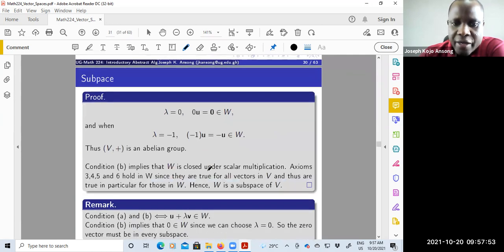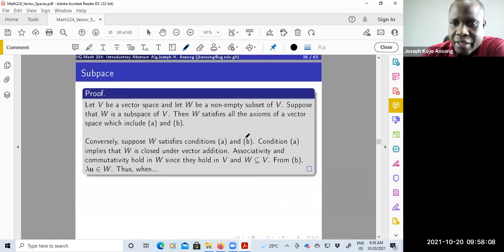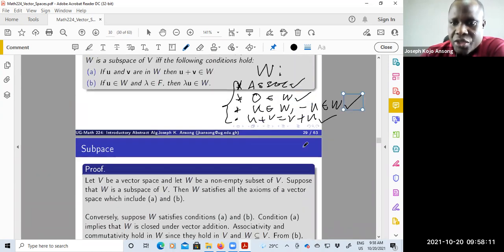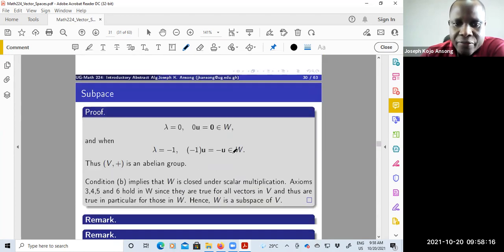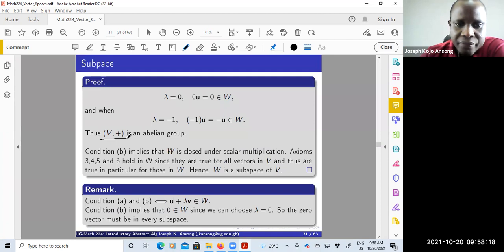So this is checked as well. Now, thirdly, we can also choose lambda to be -1. If lambda is -1, I'm going to have -1 times U, and that gives me minus U. So minus U, if U is in W, minus U is also in W. So the additive inverse is also in W. So this is also checked. So all these four that we need for an abelian group are satisfied. Therefore, we can say that W with plus is also an abelian group.